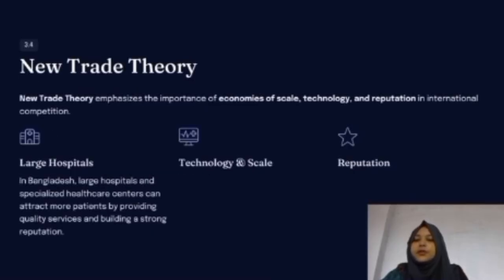New trade theory emphasizes the importance of economies of scale, technology, and reputation in international competition. In Bangladesh, large hospitals and specialized healthcare centers can attract more patients by providing quality service and building a strong reputation.